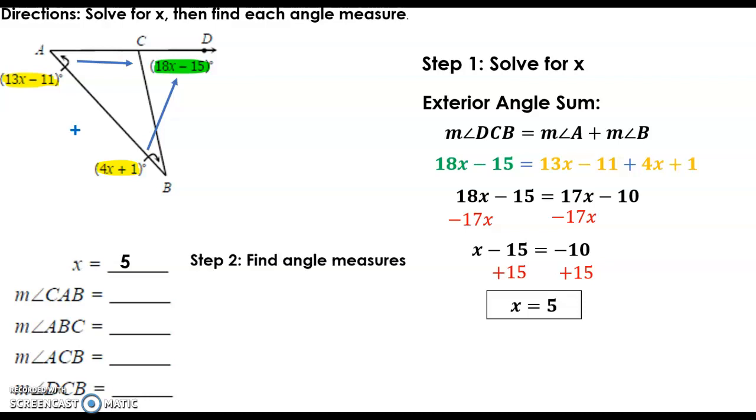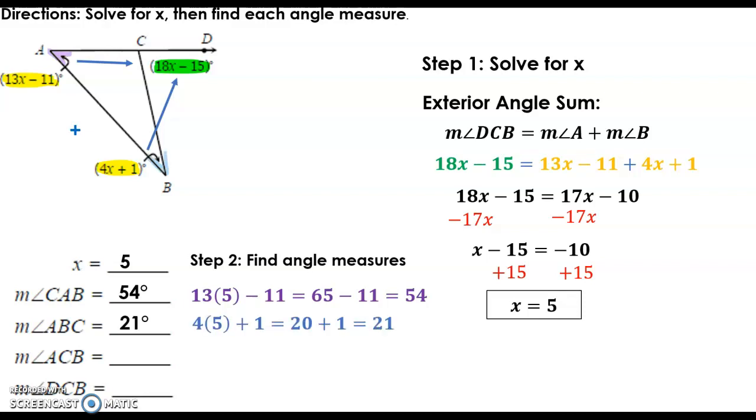So the measure of CAB, we're going to plug that in, and we should get 54 degrees. So next, what I want you to do is just go ahead and plug in x equals 5 for the next 2 angles and see what you get. All right, so hopefully you paused the video and you found that measure of ABC gives you 21 degrees. The measure of ACB gives you 105 degrees.